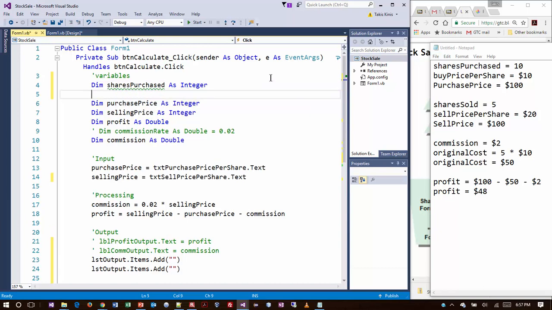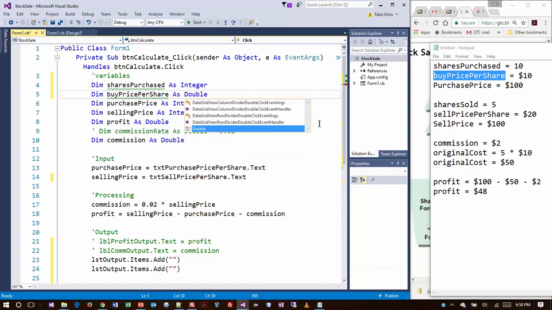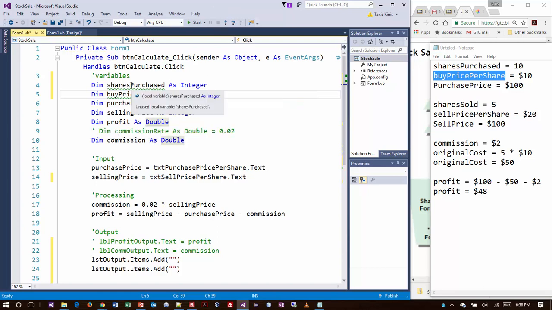But then we're going to have a buy price per share. And I'm getting that right from here. In fact, if I wanted, I'd just come over here and highlight it and copy it, and I can just paste it right in. That's fine. And this time, I'm not going to make it an integer. I'm going to make it a double, because that works better for financial values. Remember that as you see this, the highlights here are underlined green, indicating there is a problem, but the problem here is basically I haven't used it in my program yet, and that's fine.